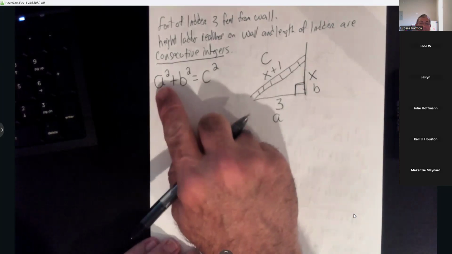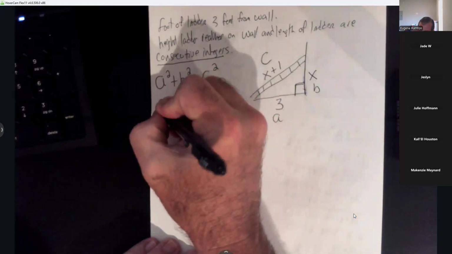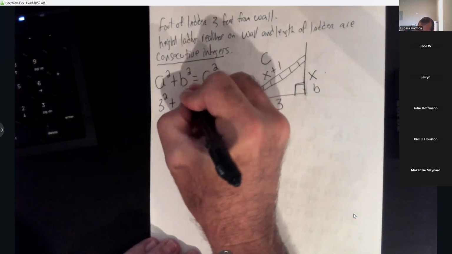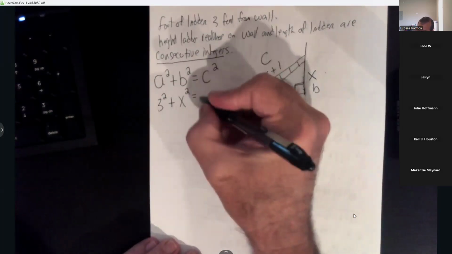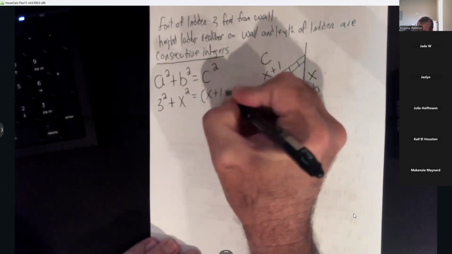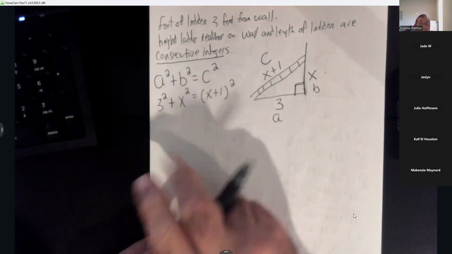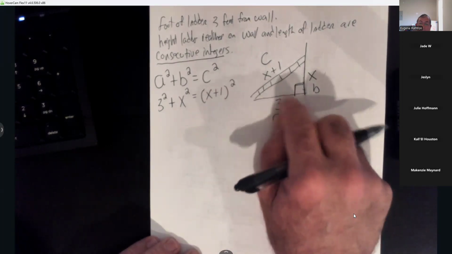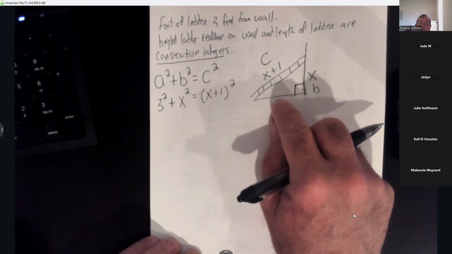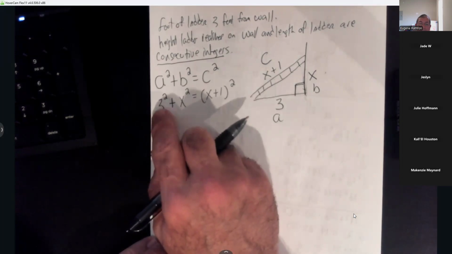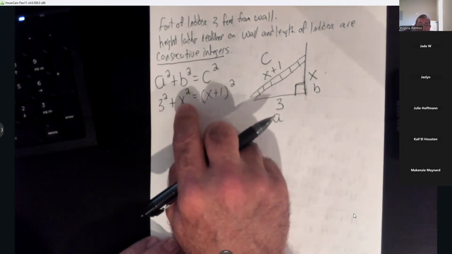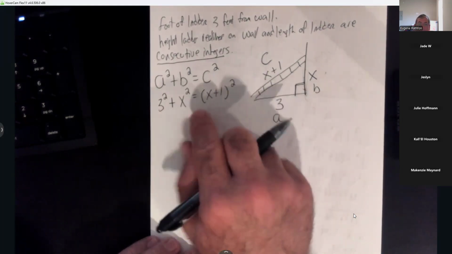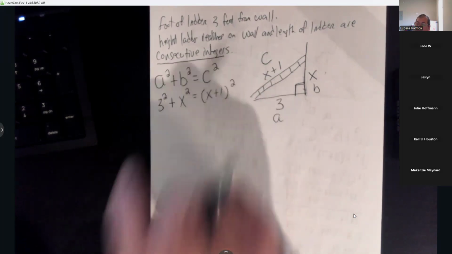All right, so let me fill in. I said a would be 3, so that's going to be 3 squared plus b, which is x squared, equals my c, which is x plus 1 squared. Now, when y'all work this, the only difference on your problem and mine is your a might not be 3. You might have a 5, 6, 7 here, but you're going to have an x squared here, and an x plus 1 squared here. Everything is going to be identical as we work this problem, other than that 3, okay?